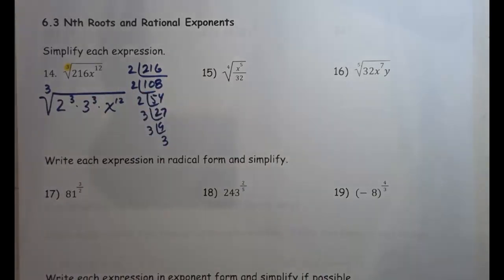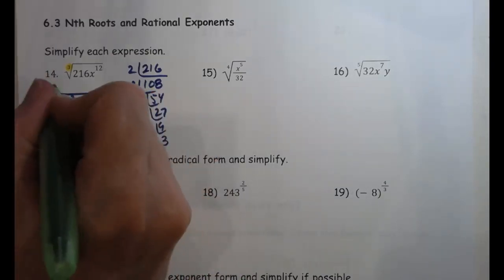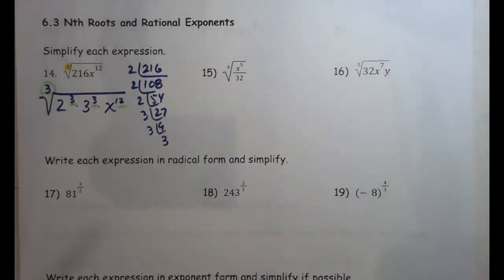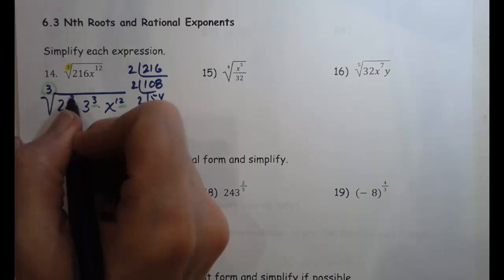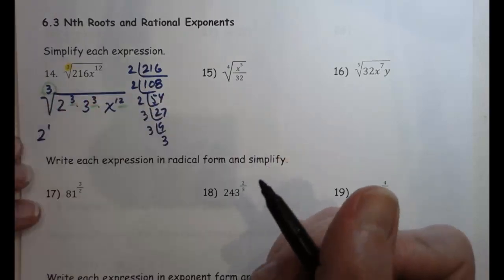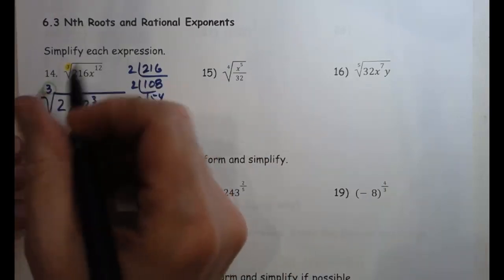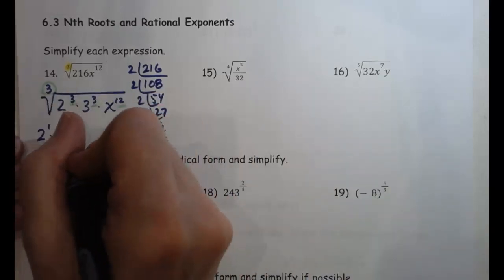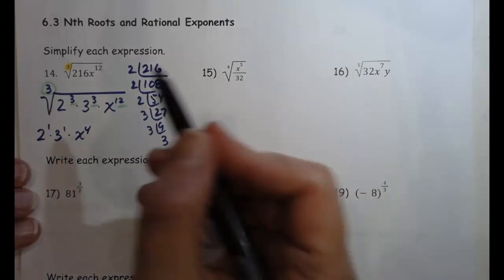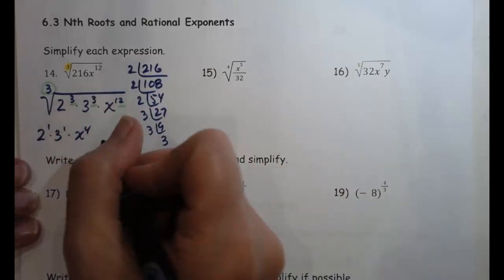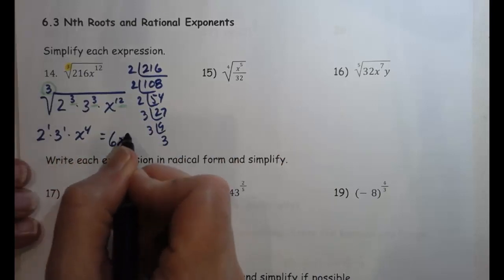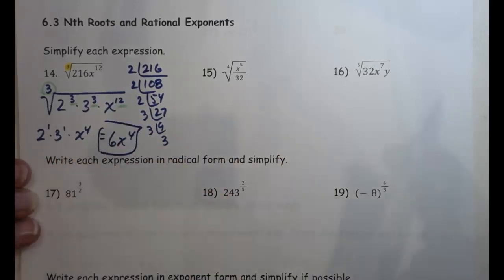Remember, the key to doing these is to simply compare the index with the exponents. The base is going to stay the same. 3 goes into 3 one whole time, none left over. 3 goes into 3 one whole time, none left under. 3 goes into 12 4 whole times, none left under. The cube root of 216 x to the 12th is 2 times 3 times x to the 4th. That is 6x to the 4th.